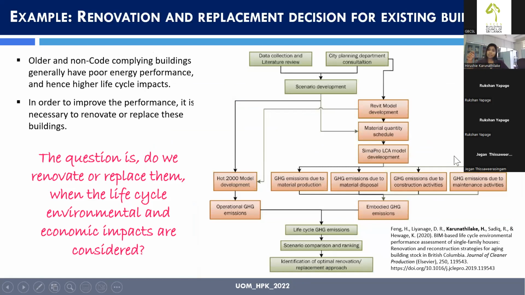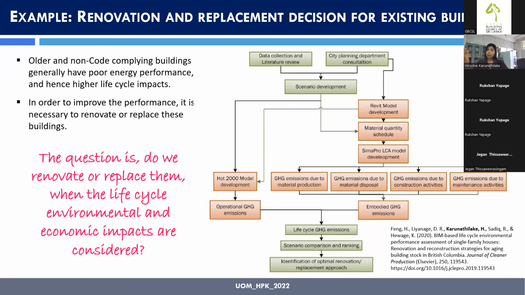Another study that was done in collaboration with the city of Vancouver was about replacing older buildings. Now we all know older buildings have poor energy performance because they have not been constructed to code, or because the buildings have degraded over time, deteriorated. So whether we entirely demolish and replace these buildings, or whether we retrofit them and try to improve the performance and keep using them, this is a decision that the city planners and developers have to take.